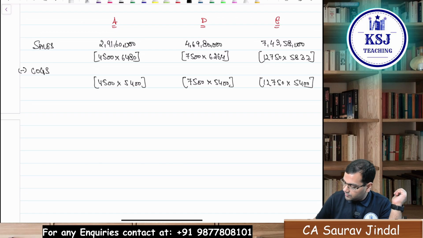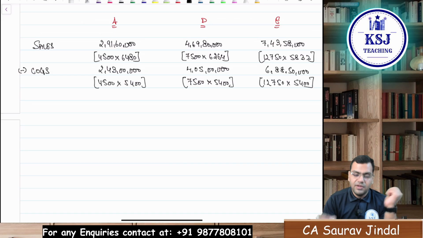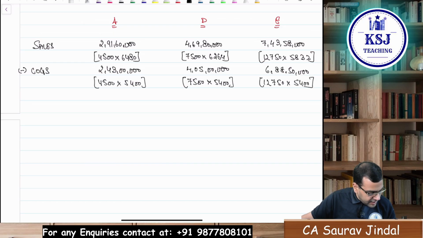Let's see. 4,500 multiplied by 5,400 will come to 2 crore 43 lakhs. Next, 7,500 multiplied by 5,400, that comes to 4 crore 5 lakhs. Next is 12,750 multiplied by 5,400, that comes to 6 crore 88 lakh 50,000. Is this clear, everyone? Yes. Easy, very easy, sir. Extremely easy, sir.